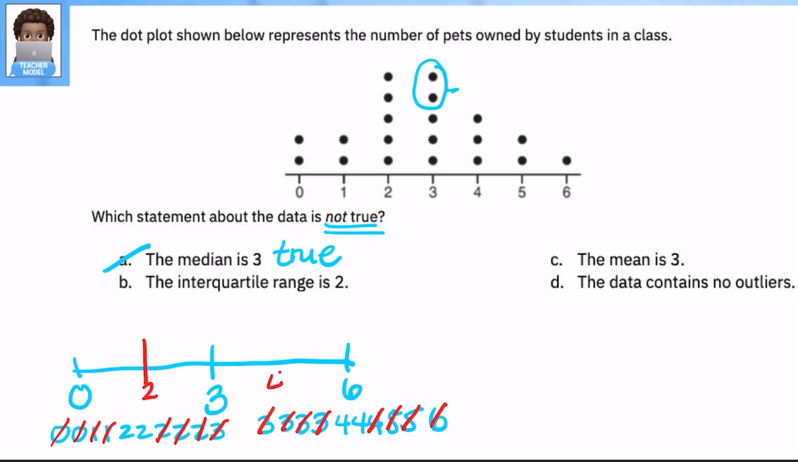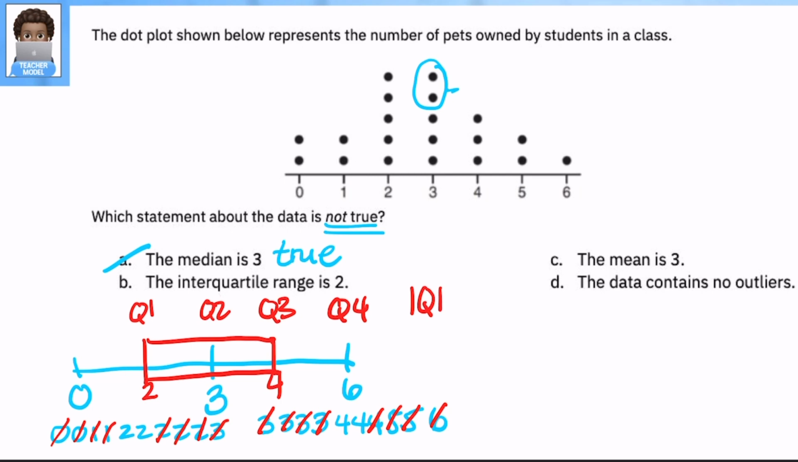And it's going to be a 4. So here's my quartiles, my Q1, Q2, Q3, and Q4. So remember, the IQR is where I subtract 3 from 4. I'm sorry, 3 from 1. So I'm looking for this distance from here to here. And so I just need the numbers 2 and 4 and find their difference. And it is 2. So this is also true.